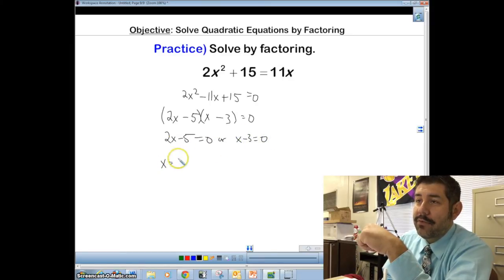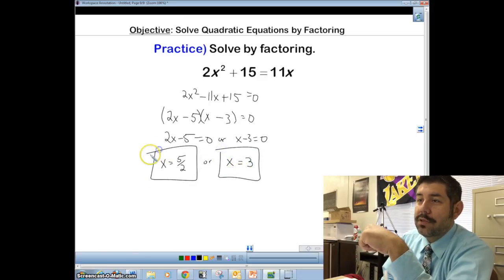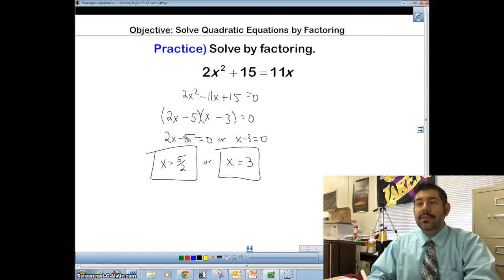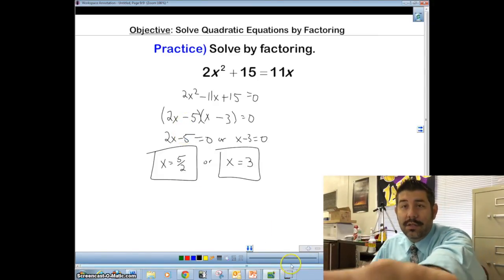Okay, so add 5 and then divide by 2 and we get 5 halves. Tell you, this 5 thing just doesn't work for me on this pad here. And x equals 3. Here are the answers. There you go. All done. Solving quadratics by factoring. Bye-bye.